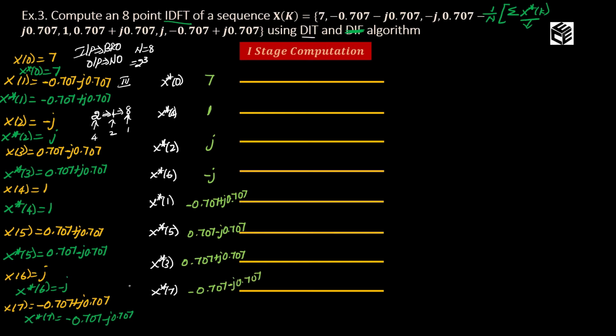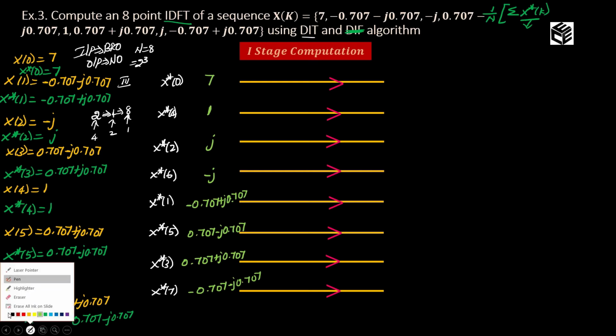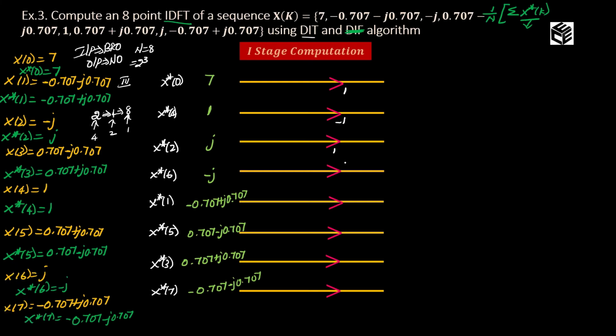Now I'm going to give the plus 1 and minus 1 values. Since it is a 2-point sequence, I will split as 1, minus 1, 1, minus 1, 1, minus 1, 1, minus 1. So wherever there is minus 1, I will be giving the twiddle factor, W2 power 0, which is equal to 1.